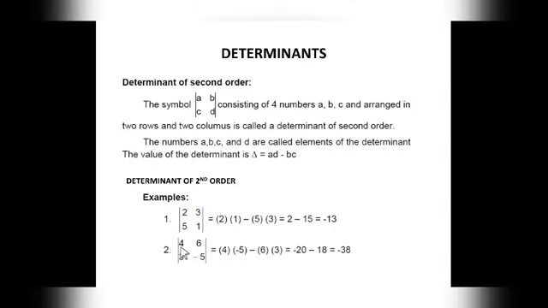Another example, 4, 6, 3, minus 5. The value of this determinant: 4 into minus 5 minus 3 into 6. That will give us 4 minus 5s are minus 20, minus 6 3s are 18. Minus 20 minus 18 is equal to minus 38.